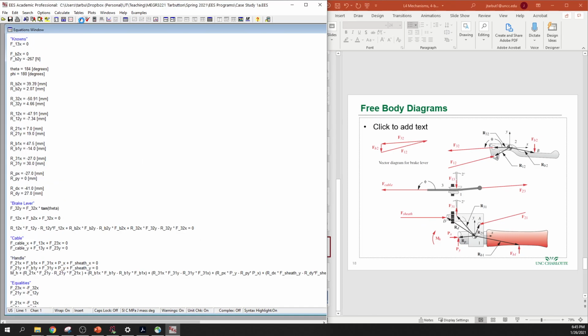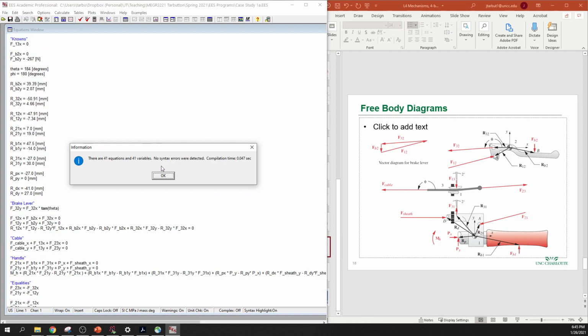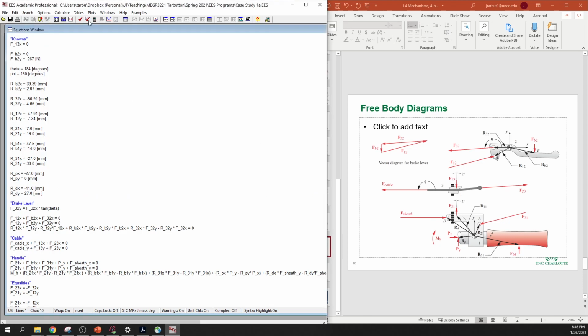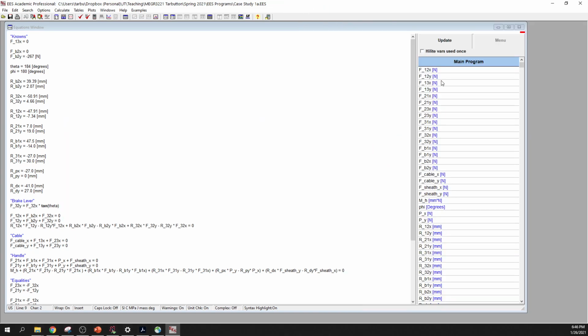Okay, so what we can do is check it. We have 41 equations and 41 variables, and we can check our units, and there's no unit problems detected. Okay, and we can look in here and make sure that we have all these equations.